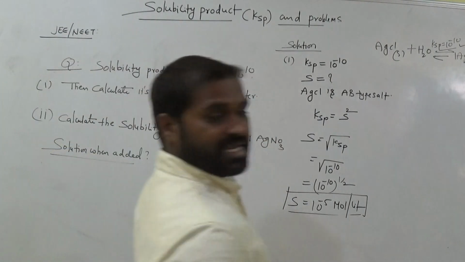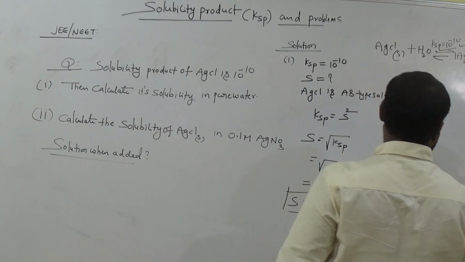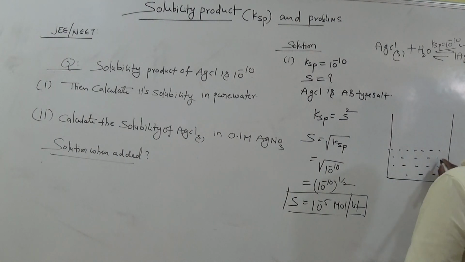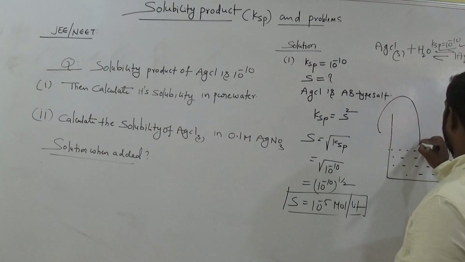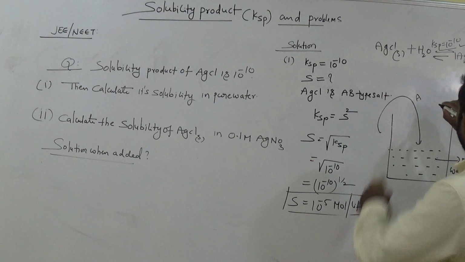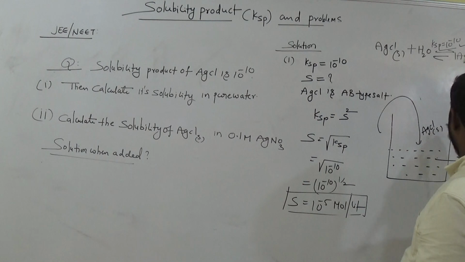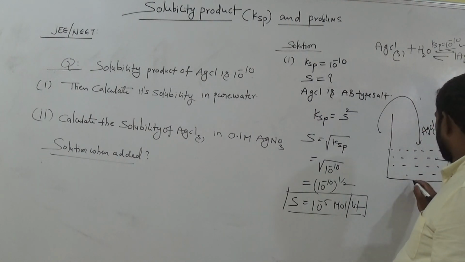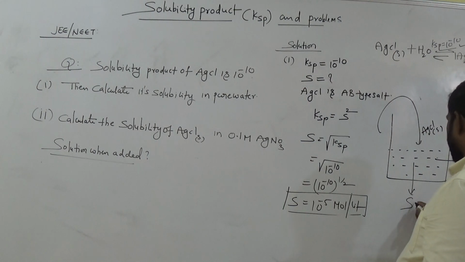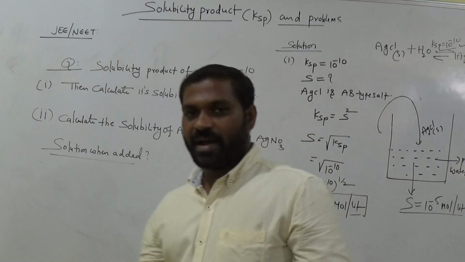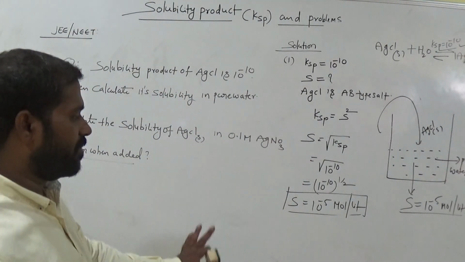Now suppose we assume this is a beaker with pure water. Now inside we add AgCl, am I right? When we dissolve AgCl, what is the solubility? How much quantity of AgCl is soluble? 10 power minus 5 mole per liter quantity is dissolved in that water. The remaining is precipitate.